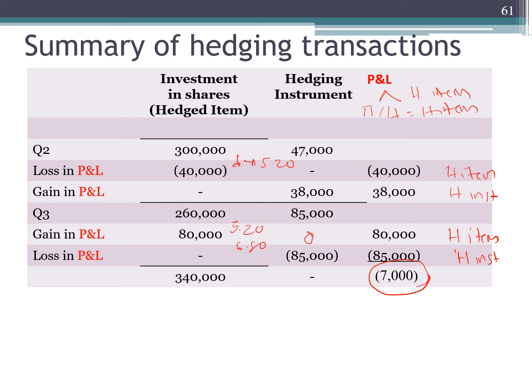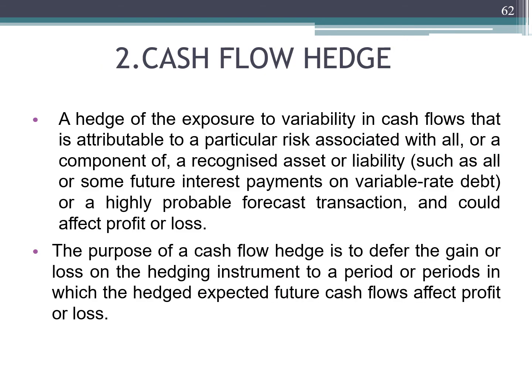Okay, so now we continue with cash flow hedging. For cash flow hedging, we're going to hedge the exposure to variability in the cash flow. We look at the variability in the cash flow that is attributable to a particular risk associated with all or a component of a recognized asset or liability, or a highly probable forecast transaction, that could affect the profit and loss.